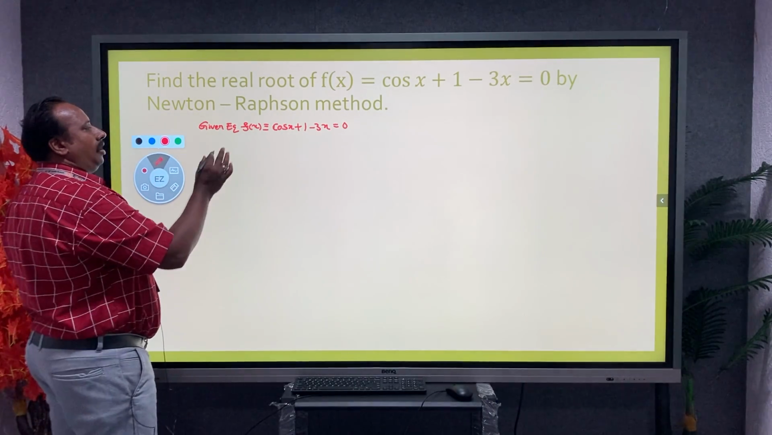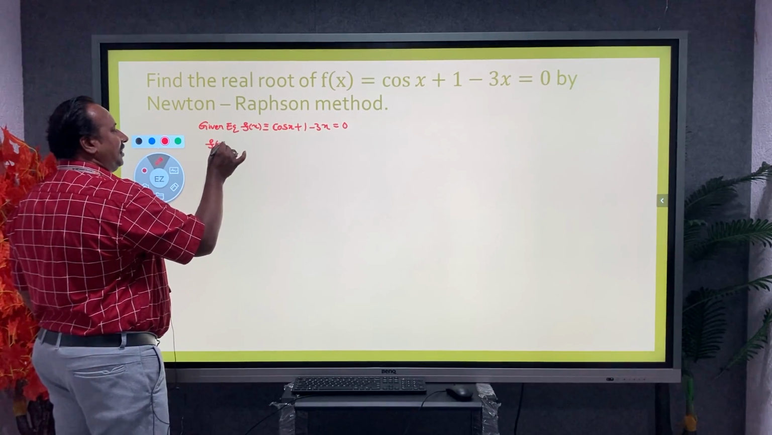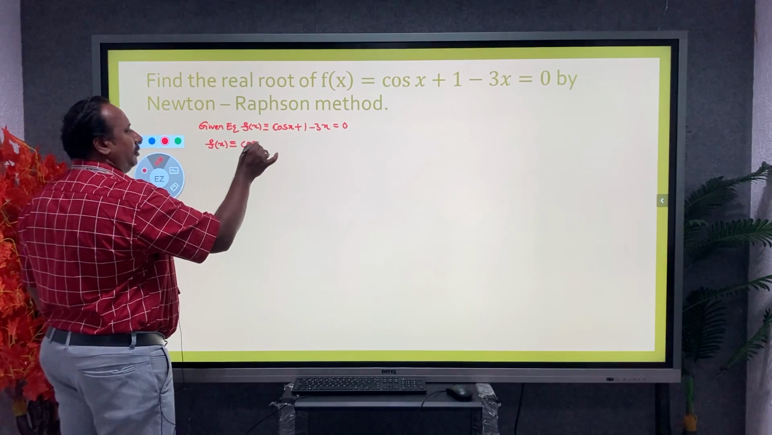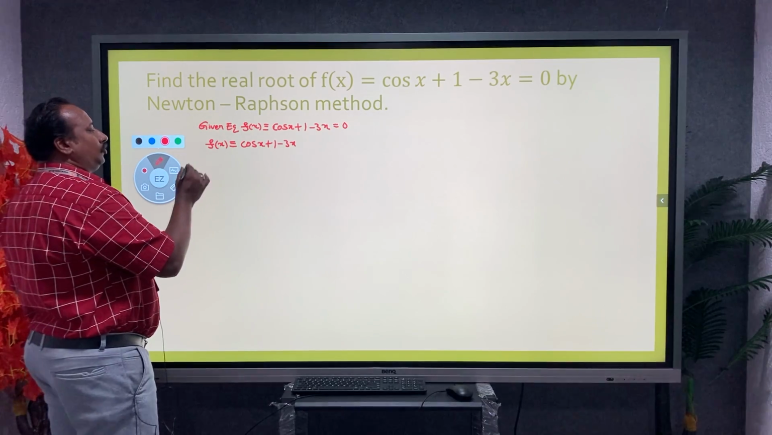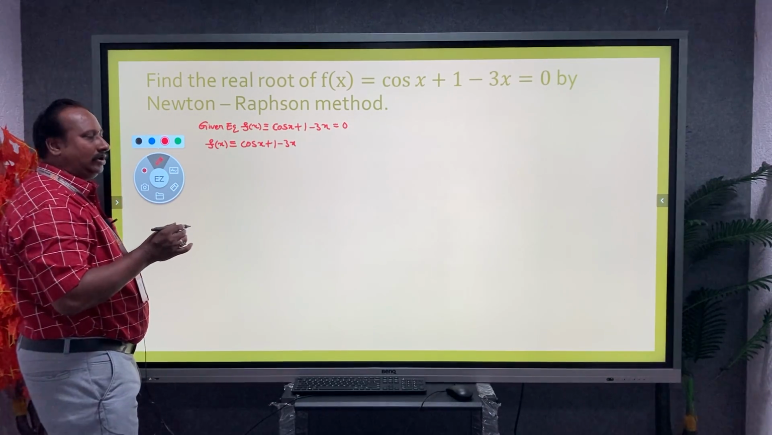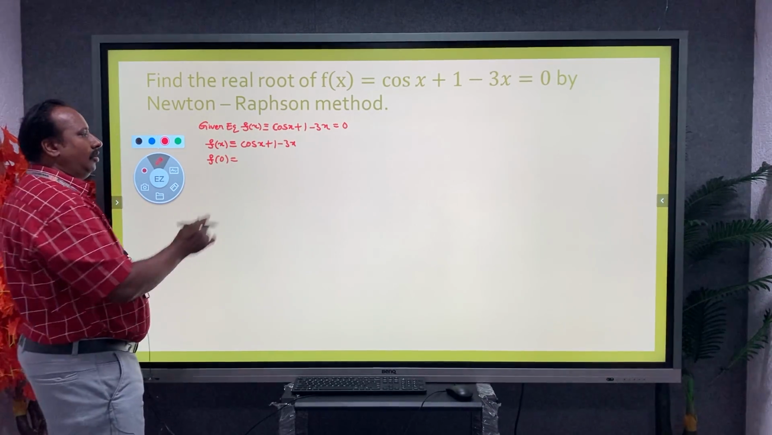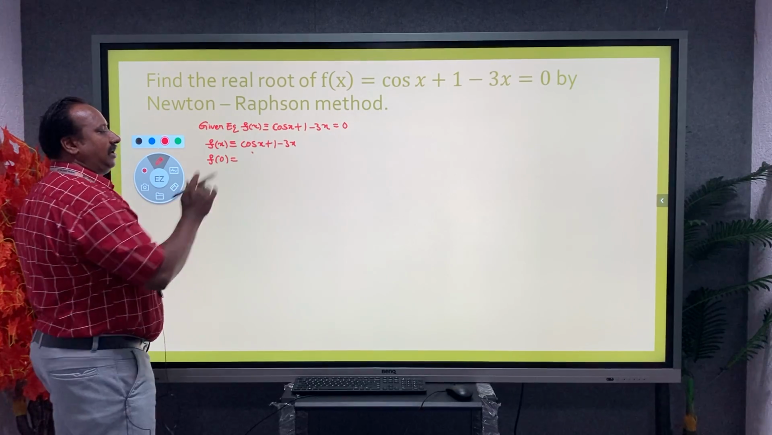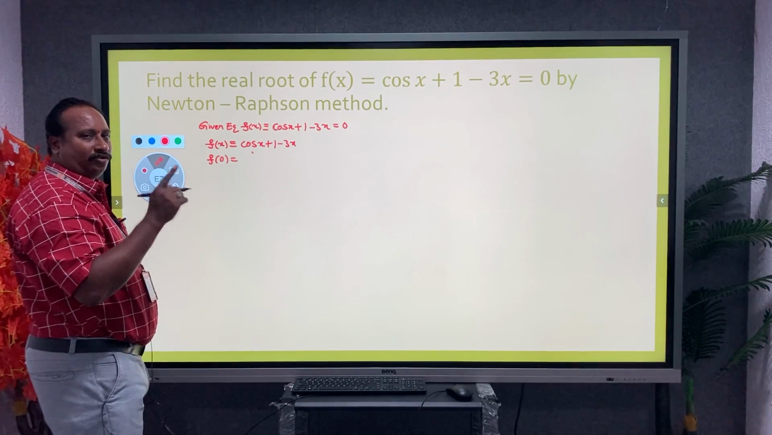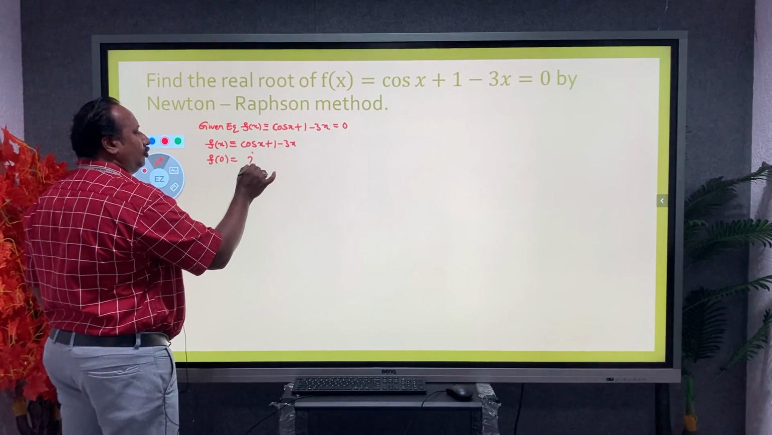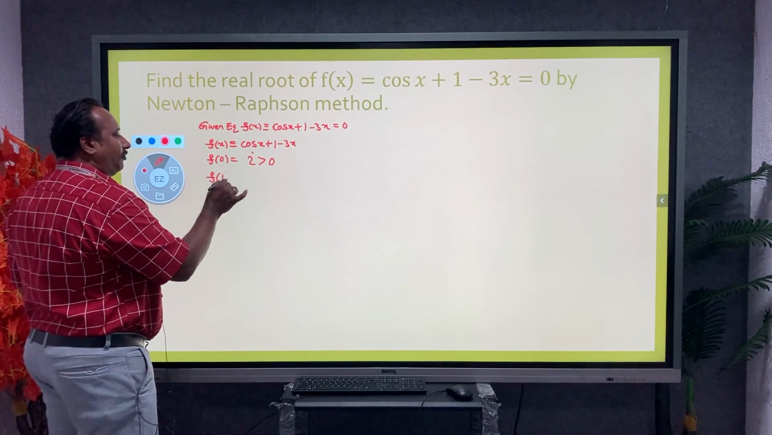After taking the given equation, we have to identify f of x. What is f of x? Cos x plus 1 minus 3x. Now substitute x equal to 0, 1, 2, 3 and so on. First, f of 0. What is f of 0? Cos 0 plus 1 minus 3 into 0. Cos 0 is 1. 1 plus 1 is 2. 2 minus 3 into 0, we get again 2. It is greater than 0. Now calculate f of 1.